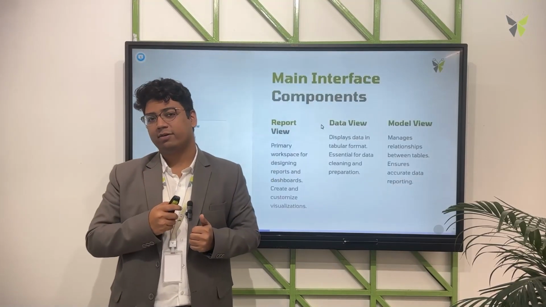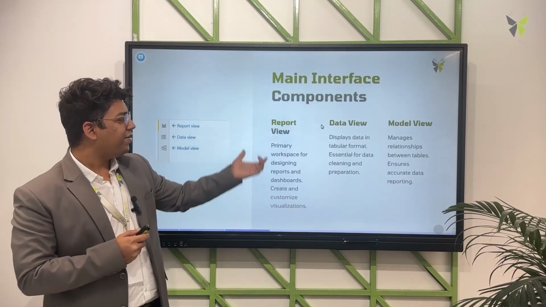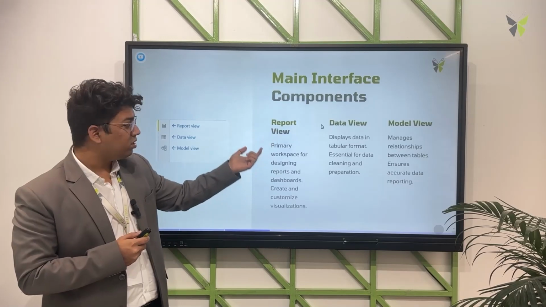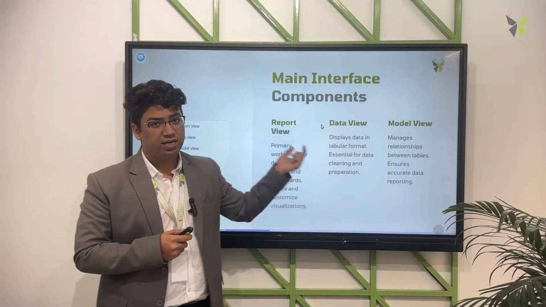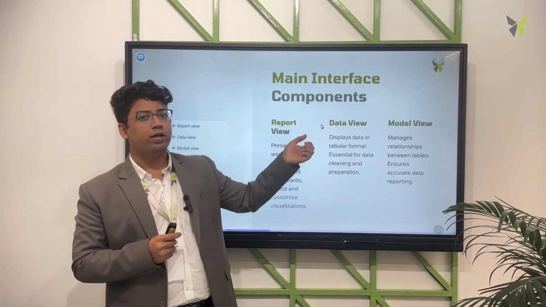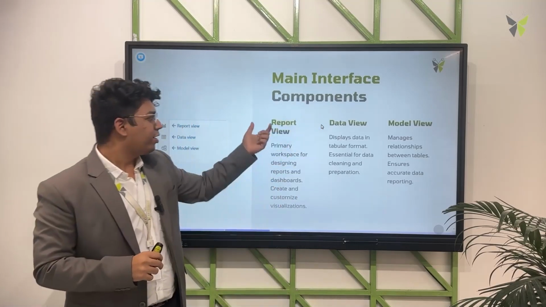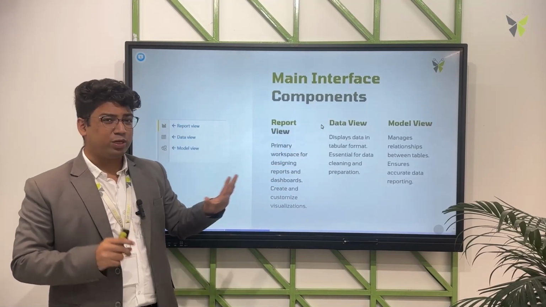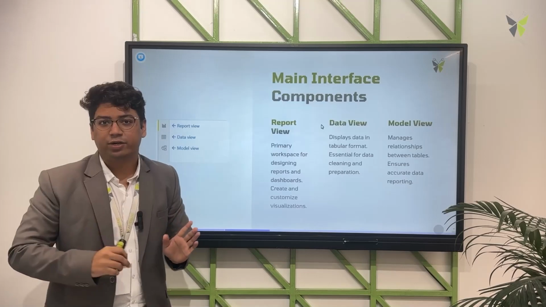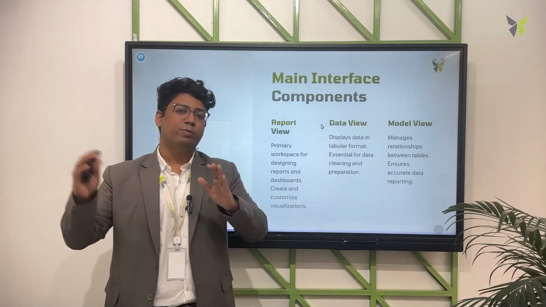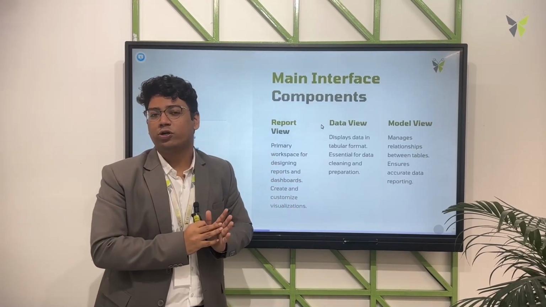So let's quickly start. Main interface components: the three things that Power BI gives us are three kinds of views. As you can see, there is a report view, a data view, and a model view. A report view is basically the primary workspace where we will be. It's a blank canvas, and you are creating your magic over there, creating all those wonderful charts in your report view.